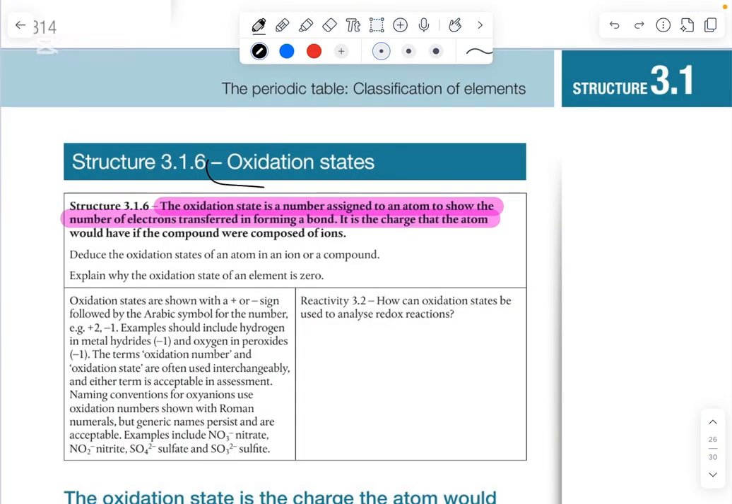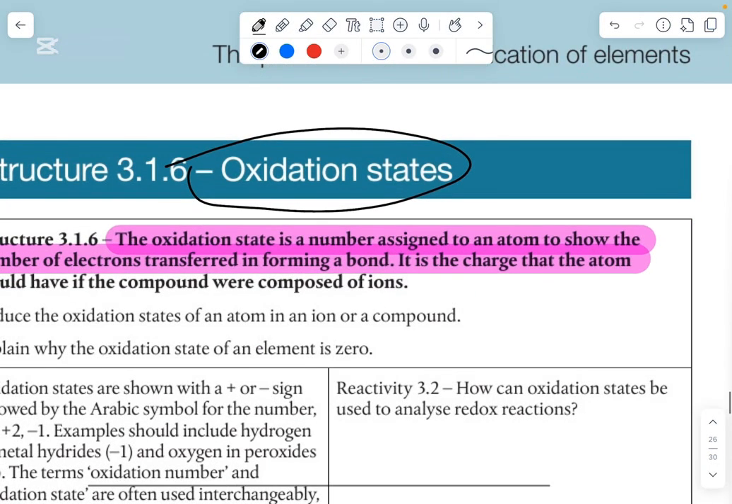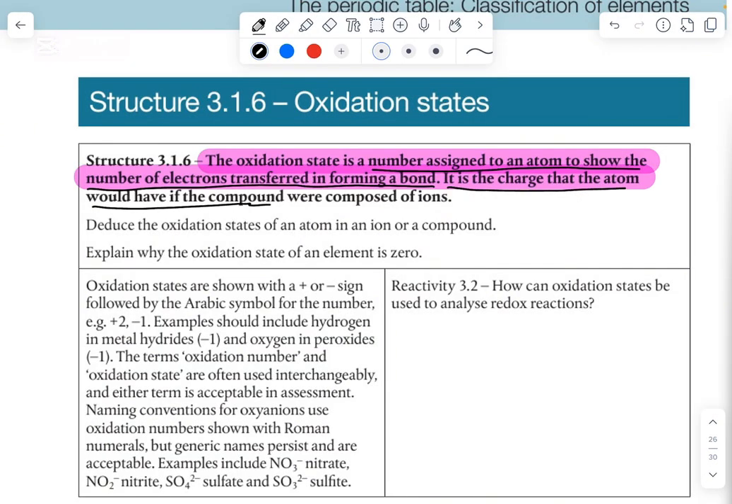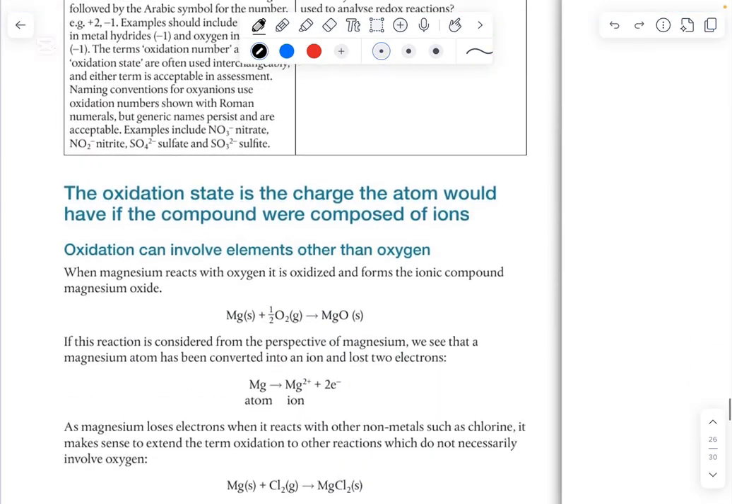Now let's talk about oxidation states, which is one of my favorite topics. So the oxidation state is a number assigned to an atom to show the number of electrons transferred in forming a bond. What does that mean? It is the charge that the atom would have if the compound were composed of ions. So it's basically kind of like an ionic charge, except it's different and you can assign it to nonmetals.